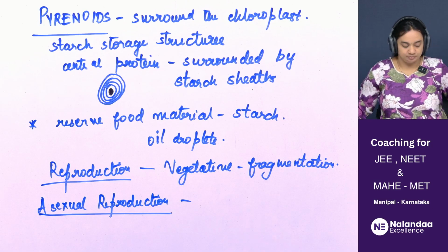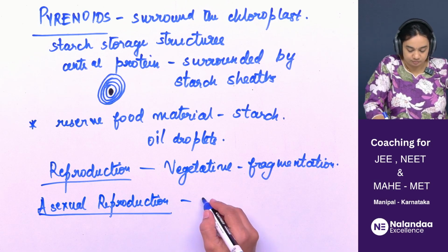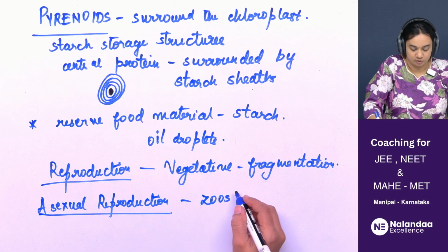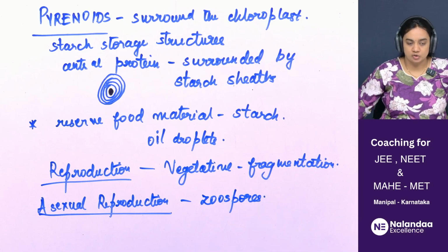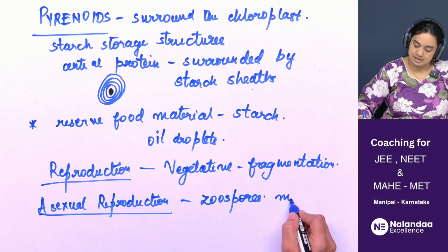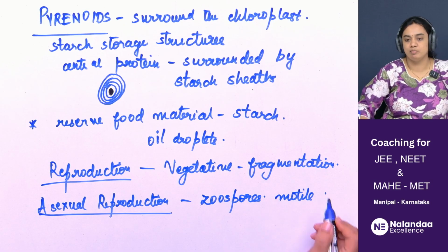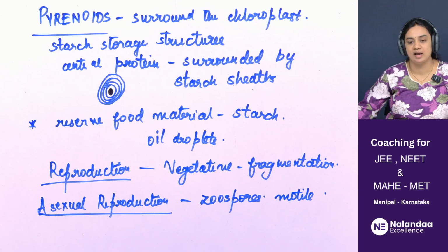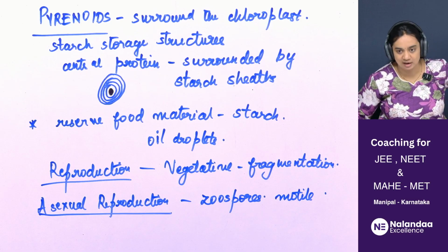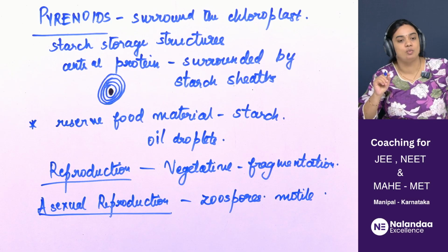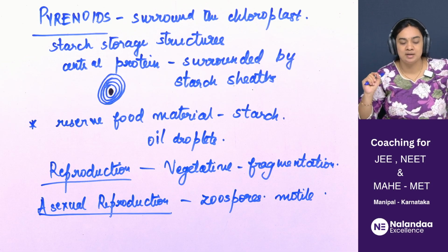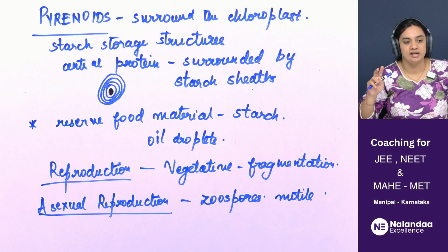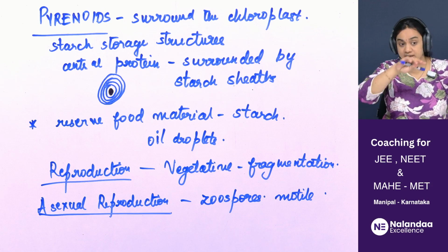Asexual reproduction is by zoospores. Zoospores are, it goes without saying, motile. And when they are motile, we know that flagella are present. Now, this is also one characteristic feature in algae. The flagellar number and position is very important in classifying or differentiating algae.